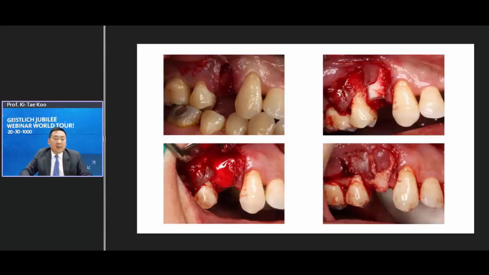And on the next slide, we cover that up with a collagen membrane, and we harvest a connective tissue graft from the palate, and with the bilaminar flap we are able to cover it.